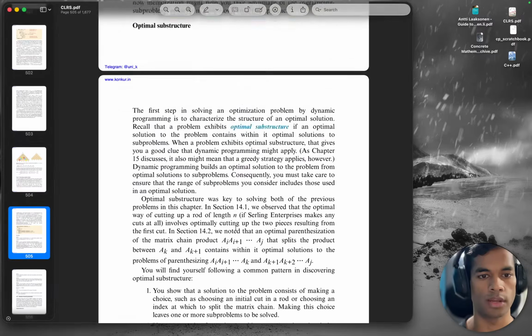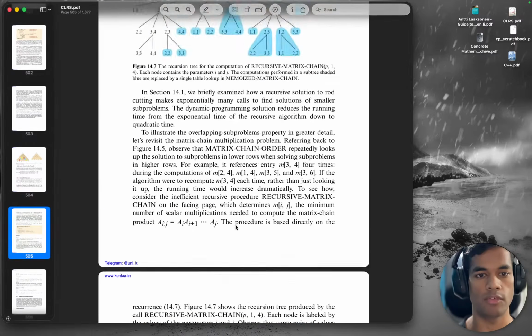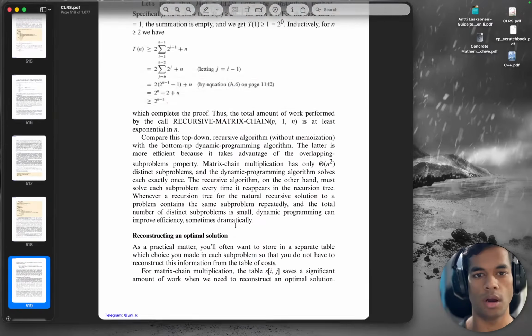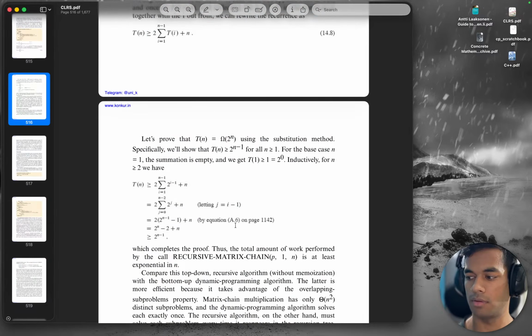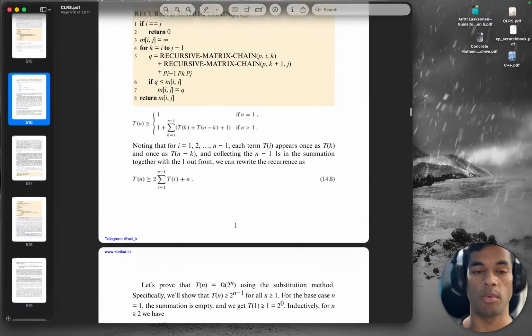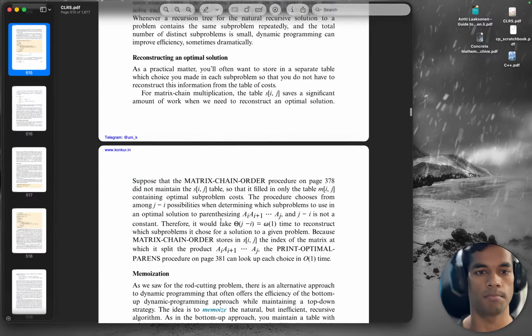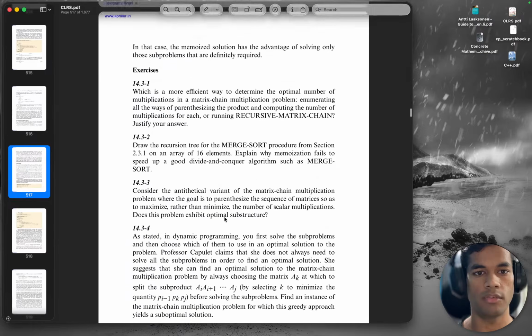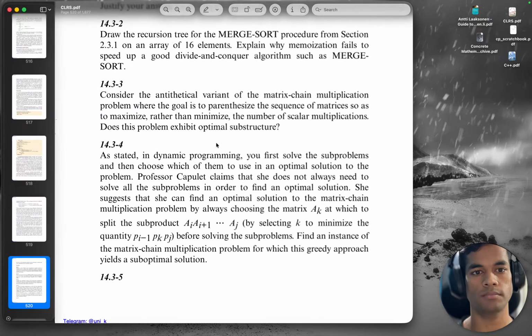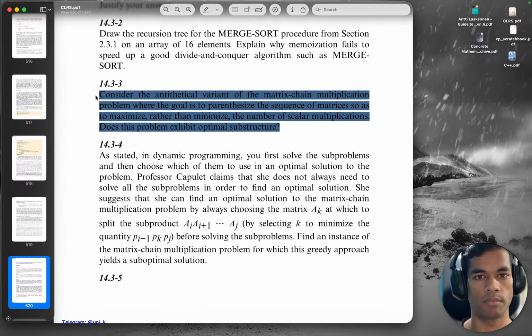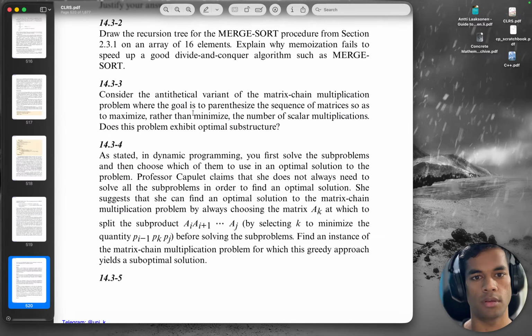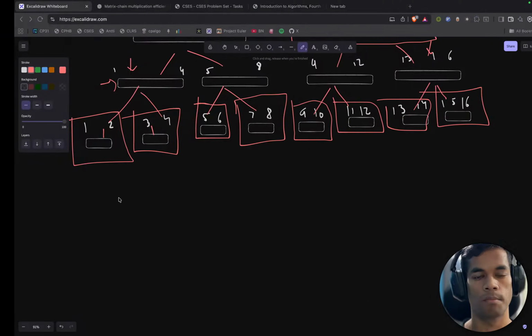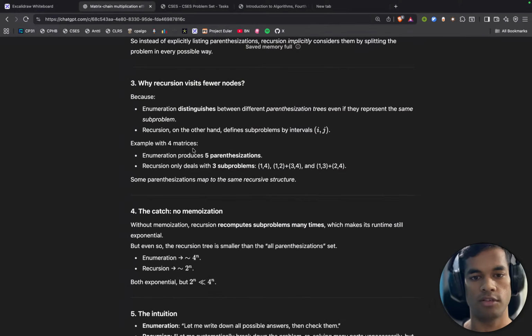So the answer for that question is yes, the substructure is optimal because the subproblems are, wait, yes, the subproblems are independent. Therefore, the substructure is optimal for this problem. The answer is yep, the substructure is optimal. And let's just confirm, just in case.